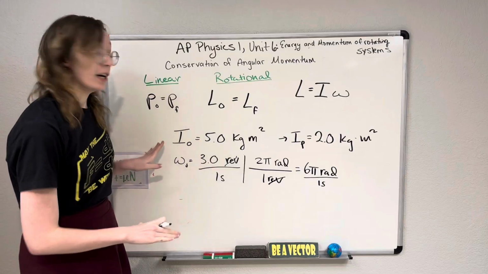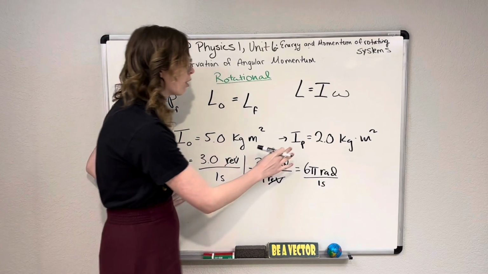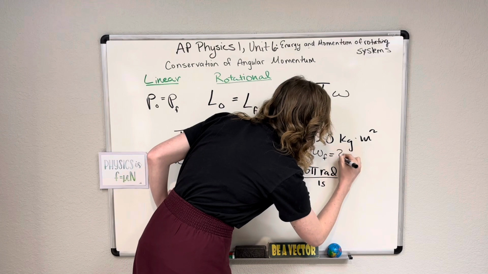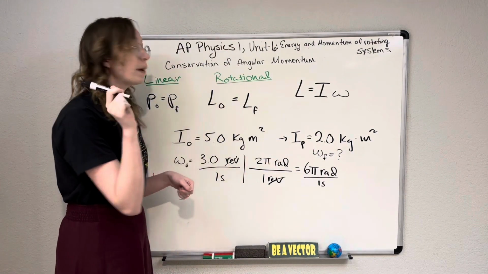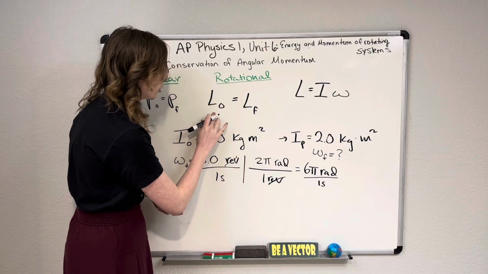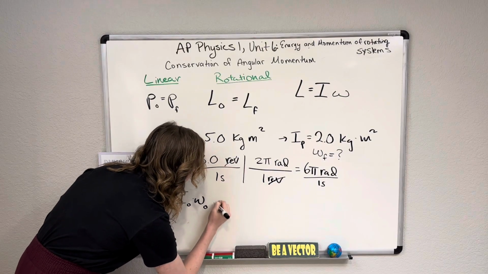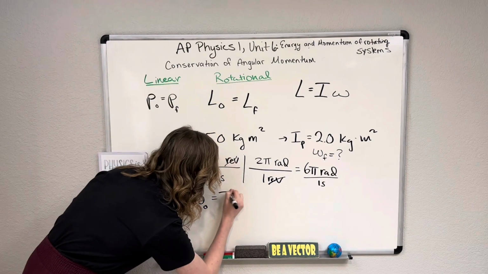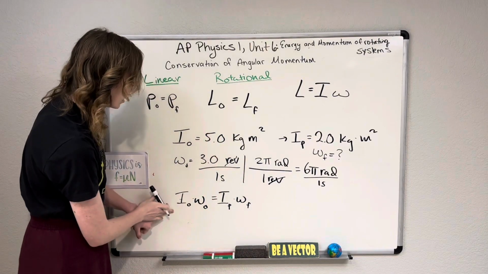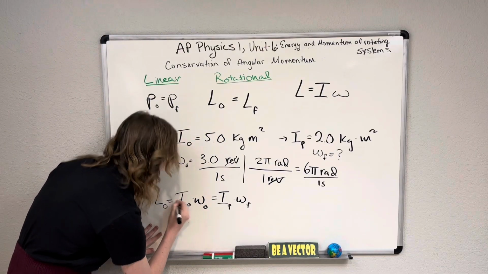Now, we know our original moment of inertia, we know our original angular velocity, we know our final moment of inertia, and we're trying to find our final angular velocity. Thankfully, we know that our angular momentum is always conserved, so our initial angular momentum, I naught times omega naught, has to be the same as I final times omega final. So let's find this product here. Let's solve for our initial angular momentum.